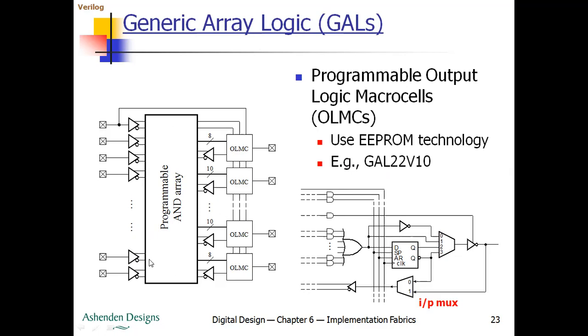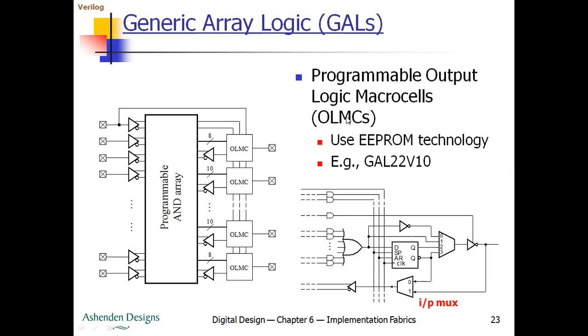Along with this programmable AND array, we also have the input buffers, so that the buffer can offer us the normal output as well as the complemented version of the output. Each buffer can produce a normal output as well as a complemented version. What we have extra in this diagram is something called the OLMC.